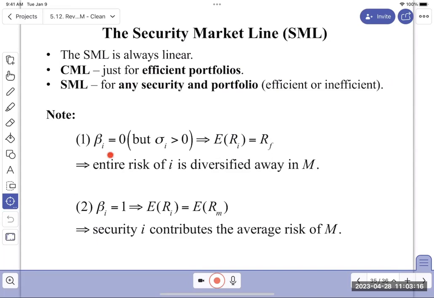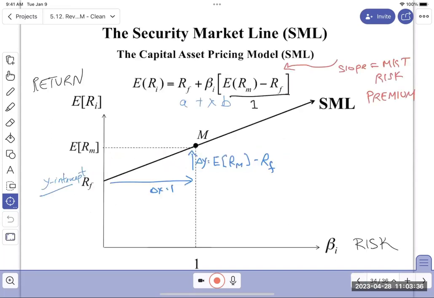If the beta is 0 but the standard deviation of returns is greater than 0, this implies that the expected return is just the risk-free rate. So what I'm saying is that a beta of 0 will end up here. Any asset with a beta of 0 will end up here. What about a negative beta? What kind of assets would have a beta that's negative?